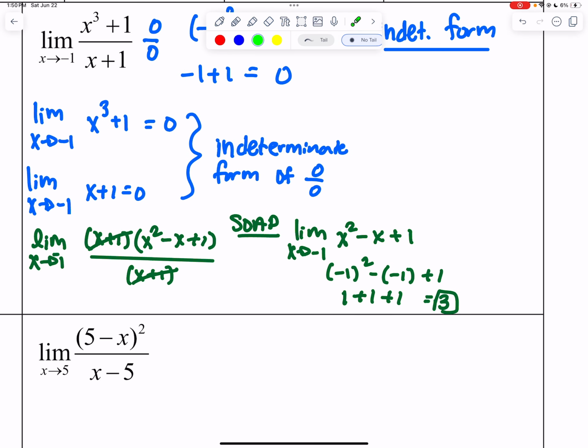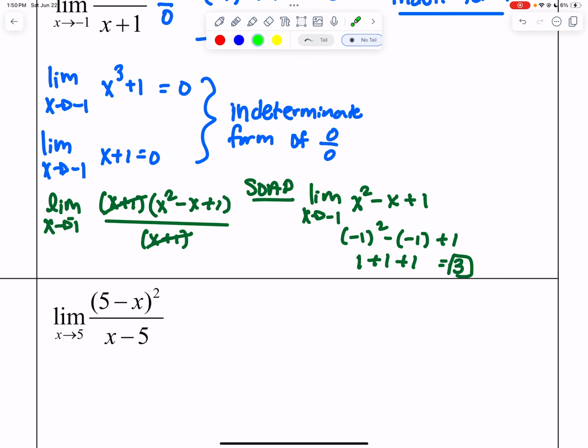Notice how I drop the limit whenever I am plugging something in. So you always want to keep the limit and carry the limit if you have a variable around. You could drop it whenever you're substituting in the x value, in this case -1 into x.